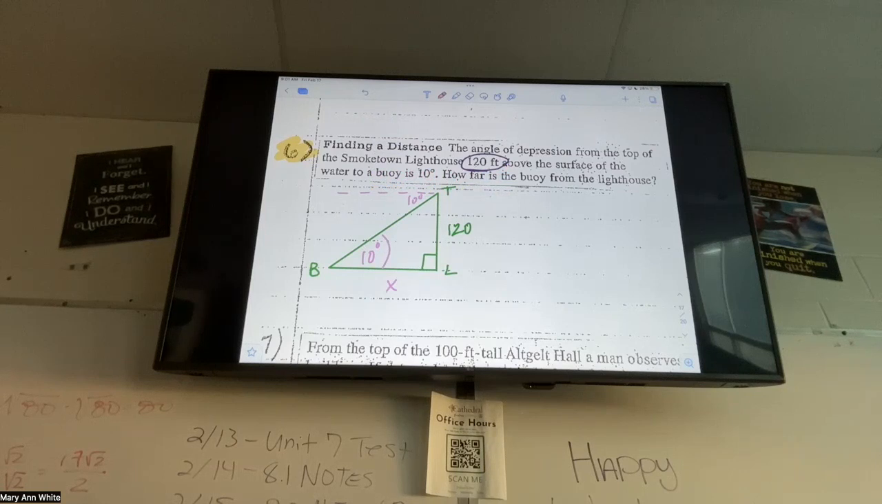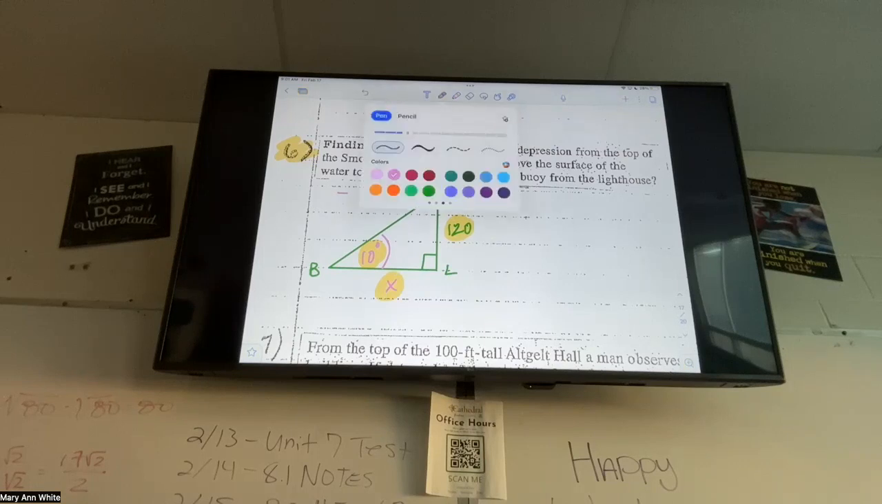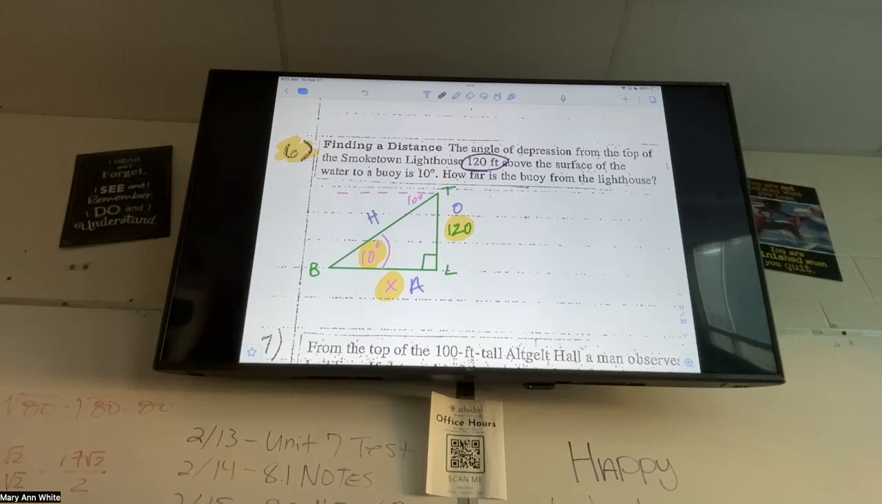Nothing's too crazy yet. Which trig function am I going to use? Tan, good. I feel like I said the other day, we use tangent a lot, so don't be shocked when we do use tangent, opposite, adjacent. So we are gonna say tangent of 10 equals 120 plus u over x.